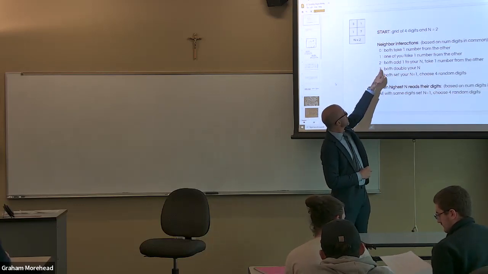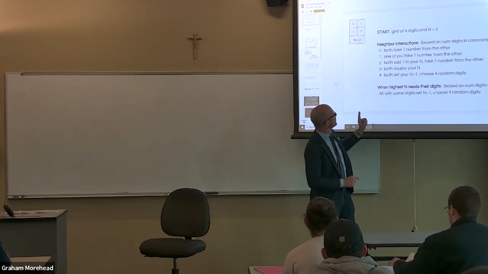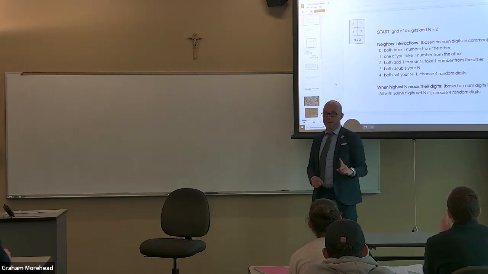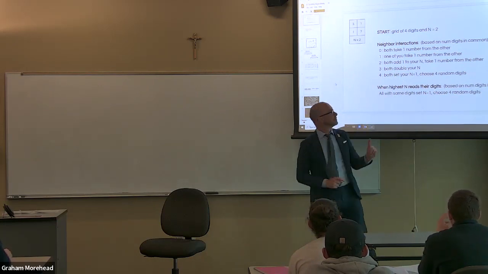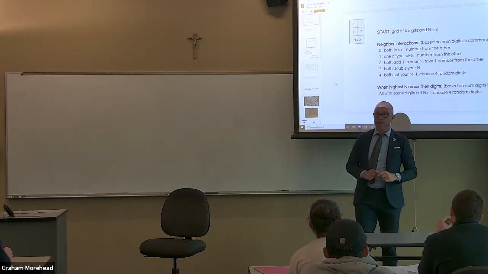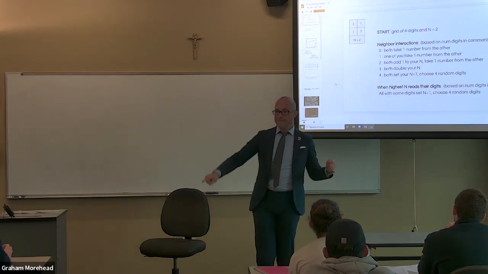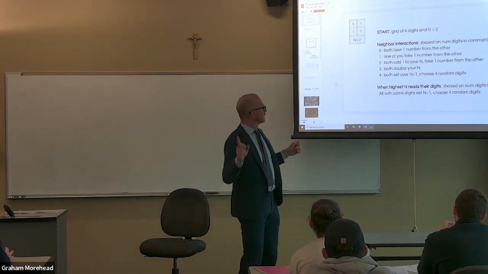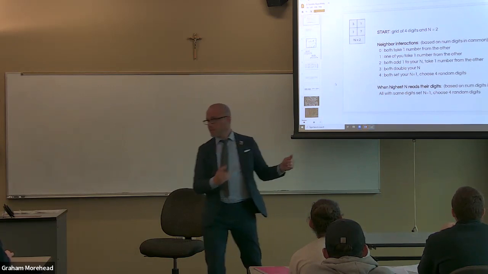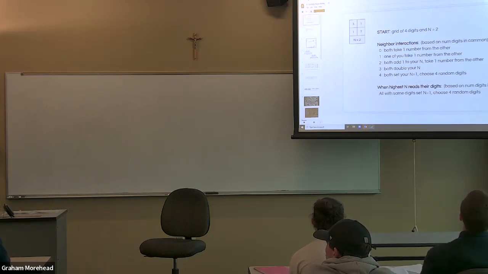Now, if you start off already having 2 numbers in common with your neighbor, then both of you get to add 1 point to your n, okay? And you take 1 number from the other, which means now you have how many in common? 3. It could be 4. Actually, let's make that one of you take 1 number from the other.